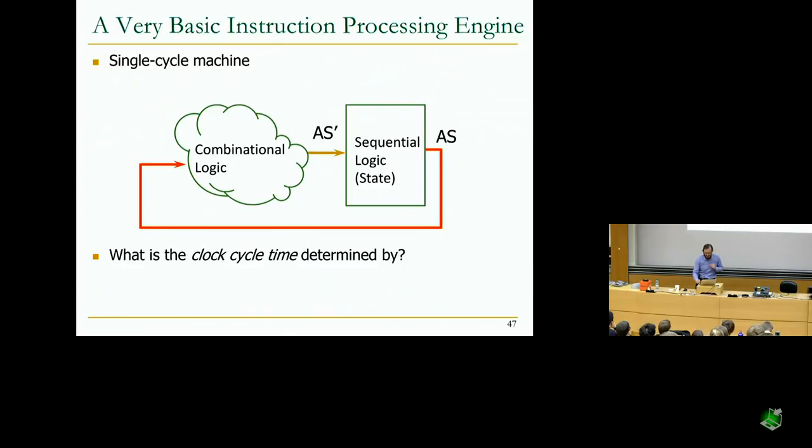Okay, we'll talk about this later on. What is the clock cycle time determined by? Clearly, it's going to be determined by the maximum combinational logic delay, right, over here. What is that going to be determined by? It's going to be determined by the slowest instruction to process. So just a foreshadow.